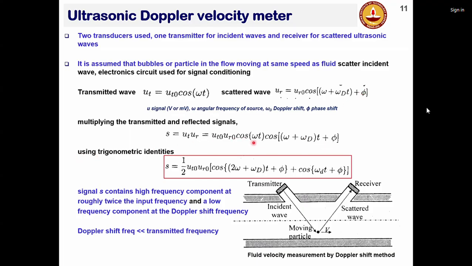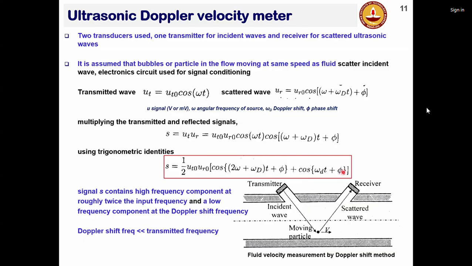Now, if you remember trigonometry, this will be like cos A into cos B, which you can write as half of cos A plus B plus cos A minus B. So you write S as half of these two terms, where cos A into cos B you write as cos A plus B, that is omega plus omega plus omega d, that will be 2 omega plus omega d into t plus phi. Then cos A minus B: omega plus omega d plus phi minus omega, so it will only be omega d into t plus phi.